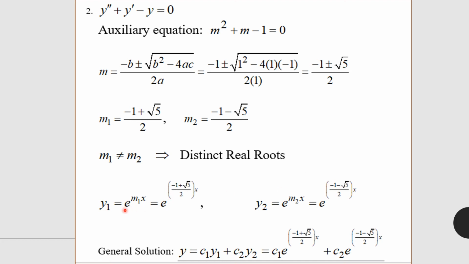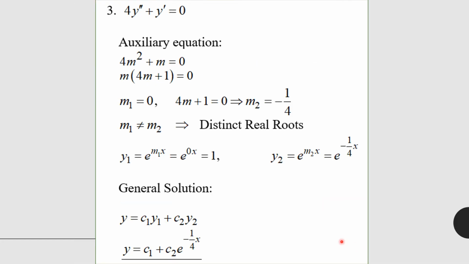So now we have the solutions y1 and y2. You write down the general solution y equals c1y1 plus c2y2. Third example: 4y double prime plus y prime equals 0.